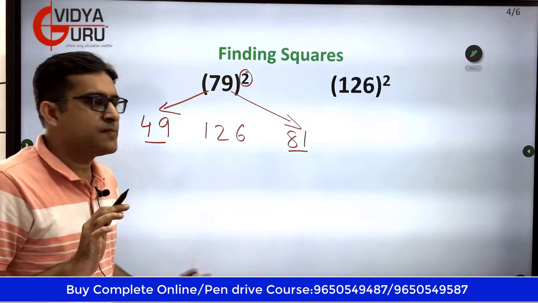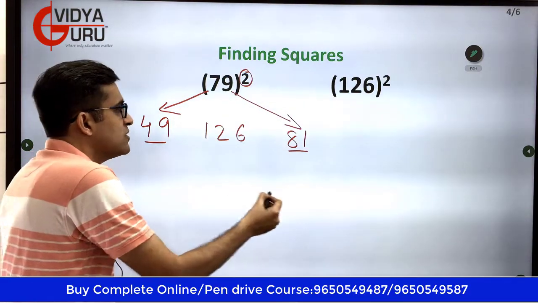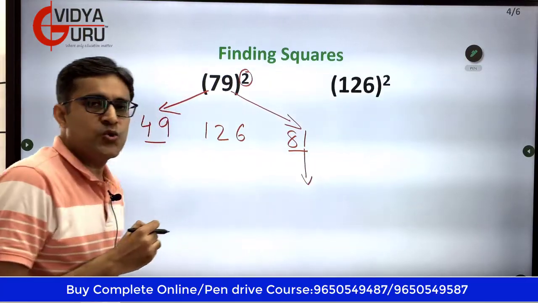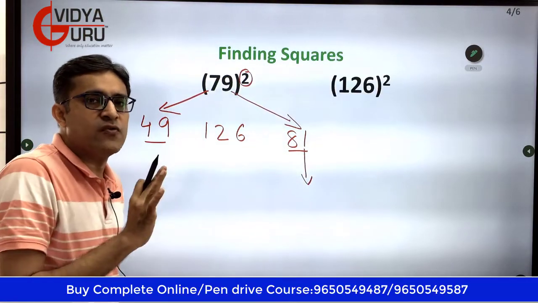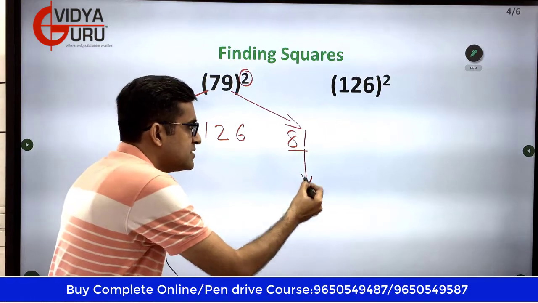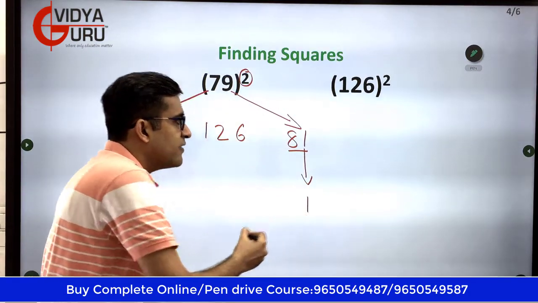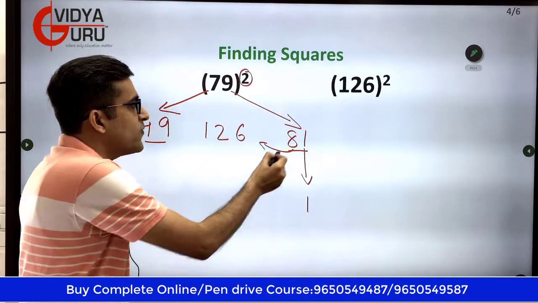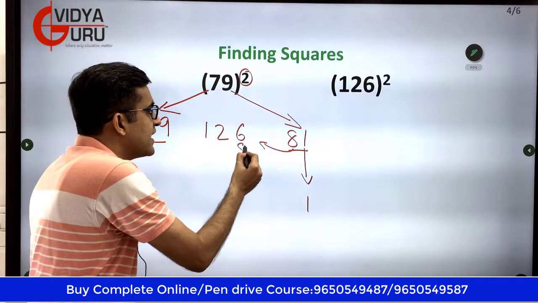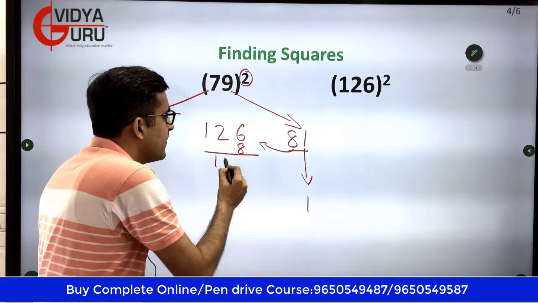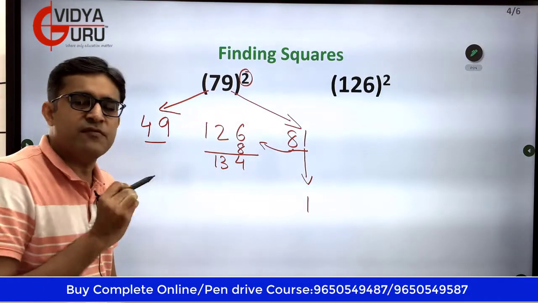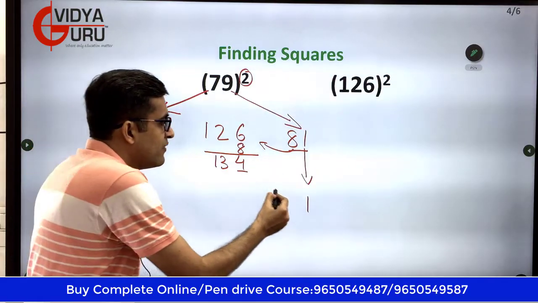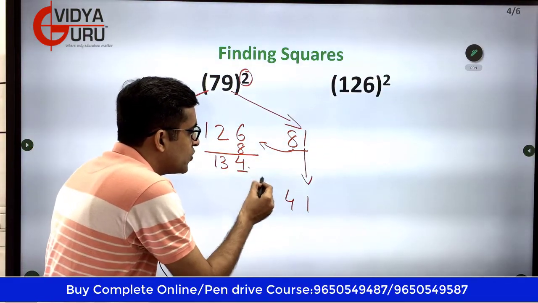Now very simple. I'm going to use the units digit and just carry forward the other numbers. The units digit is 1. I write it. 8 is carried forward. So 126 and 8 will give me 134. I will use the units digit and write it over here.